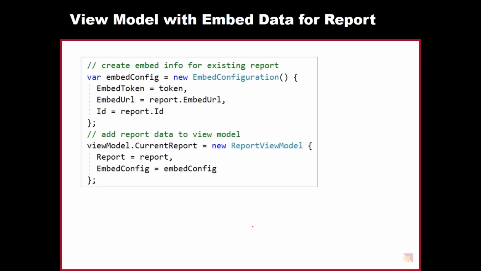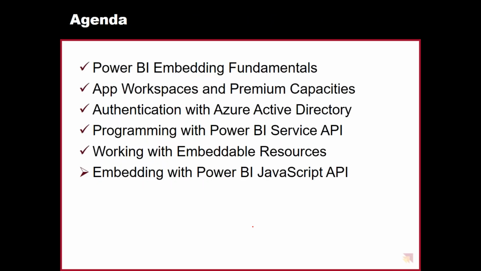Now, the last thing we need to do over on the server is get the information we need for the embed configuration, which is going to be the embed token, the embed URL, and the report ID. And so what you see is in the report view model, we have both a report object and the embed configuration object inside there. Okay, and that takes us to the very last piece right here, which is what we do on the client side, embedding with the Power BI JavaScript API.